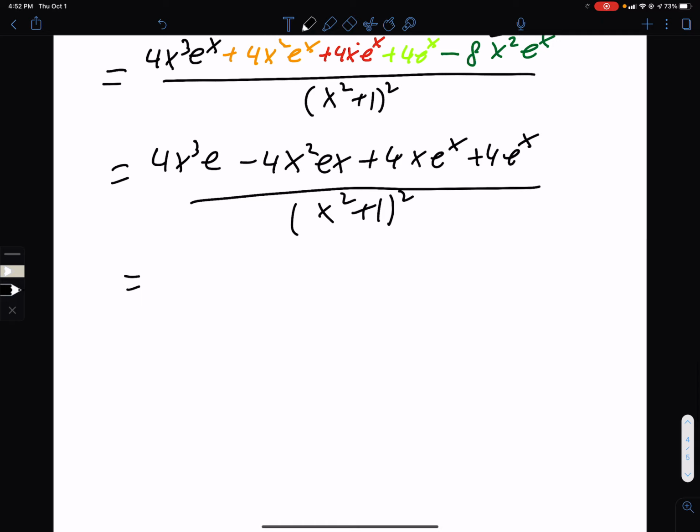Almost done. Is there anything all of these share in common? Yes. They all have a 4. I'm going to take that out. They all have an e to the x. I'm going to take that out. Whoa, what happened to my e to the x's? I'm going to take those out. So I'm going to take 4 e to the x out. Here, I'm left with x cubed. Here, I'm left with x squared. Here, I'm left with x. And here, everything's gone, so I need to put a 1 there.